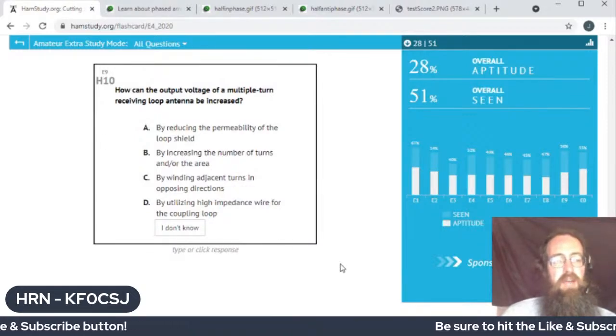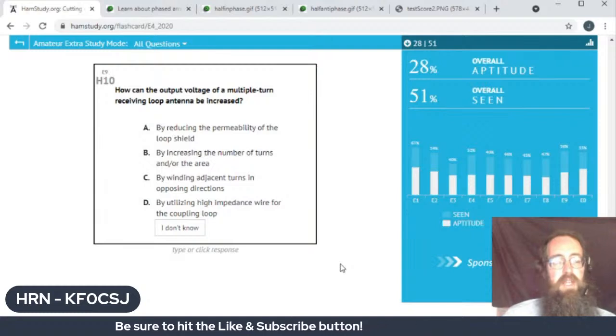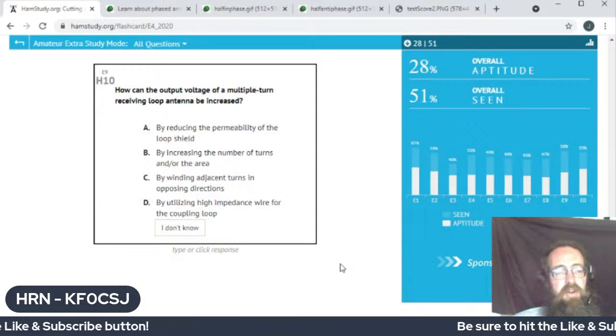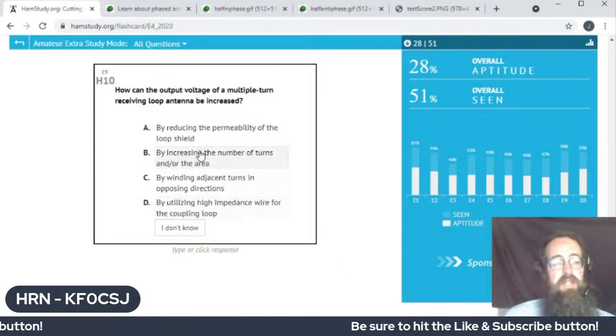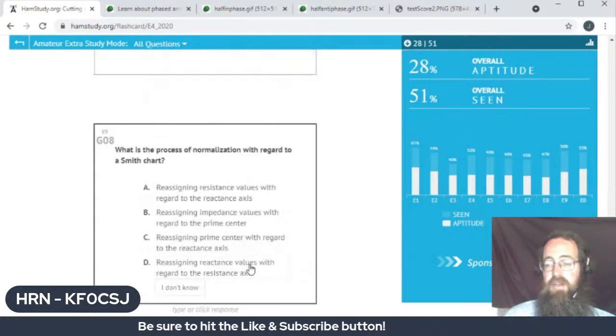E9H10. How can the output voltage of a multi-turn receiving loop antenna be increased? I've seen this on the last couple tests, so I am just going to go straight to B, increase the number of turns and or the area.